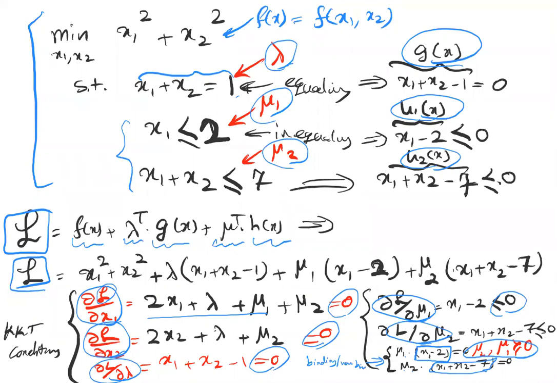Now going back to our definition of binding and non-binding, if mu1 is 0, then h sub 1 cannot be 0. It should be less than 0. If mu1 is non-zero, then x1 minus 2 should be equal to 0. We are going to talk about this in a future lecture when we solve some examples, but this is the way that we can formulate the KKT conditions.